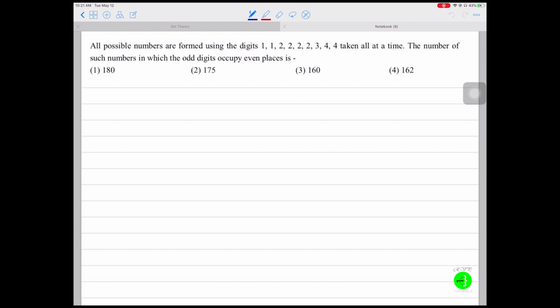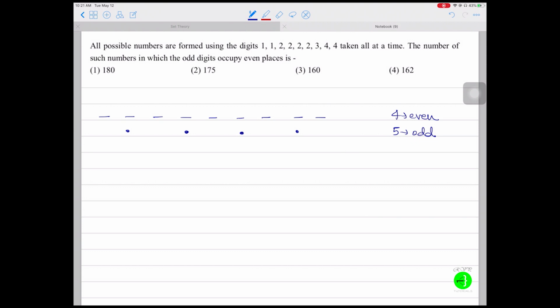All possible numbers are formed using the digits 1, 1, 2, 2, 2, 2, 3, 4, 4 taken all at a time. Then the number of such numbers in which the odd digits occupy even places is. So we have 9 digits. Let this be a 9-digit number, and the even spots would be this, this, this, and this. So we have 4 even spots and 5 odd spots.